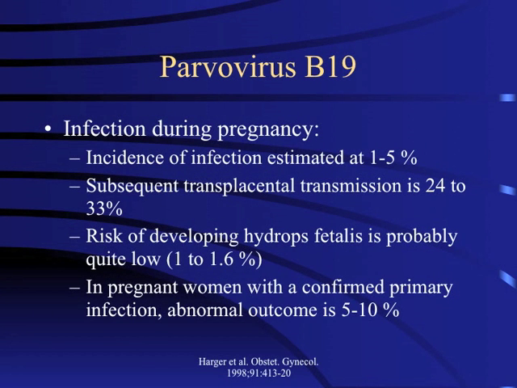Incidence of infection during pregnancy is estimated between 1 to 5%, and around 1/4 to 1/3 of all those babies get transplacental transmission. The risk of hydrops is extremely small, and even an abnormal outcome is only 5 to 10%.